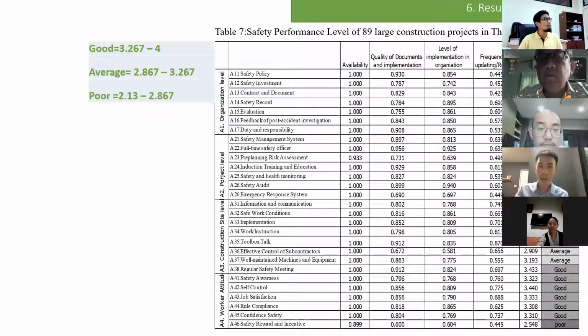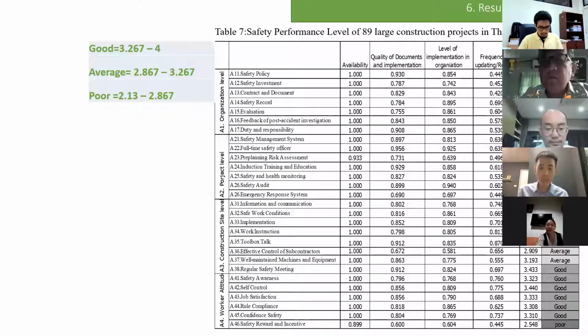And this is the safety performance for a large construction project. At the organization level of a large construction project, you can see that the safety record is at a good level of performance, while the rest are average, some good. But at the project level, we found that the preventive risk assessment is at a poor level. Also, the emergency response system is at a poor safety performance level.